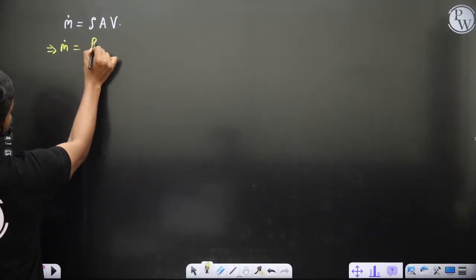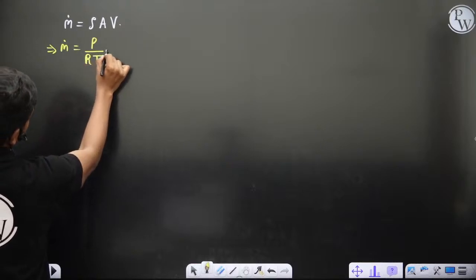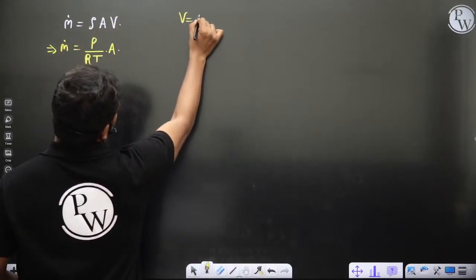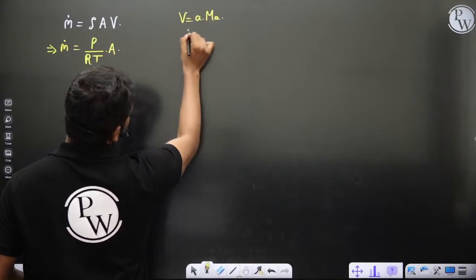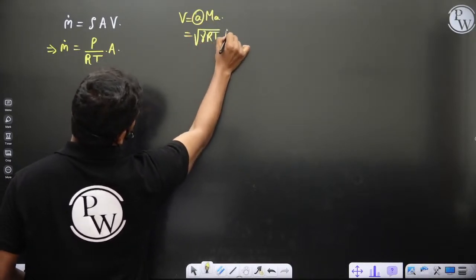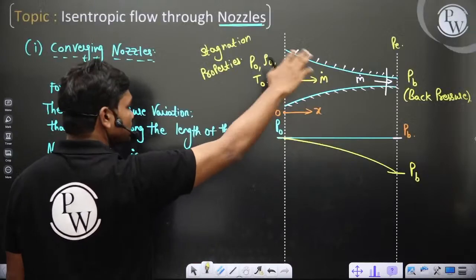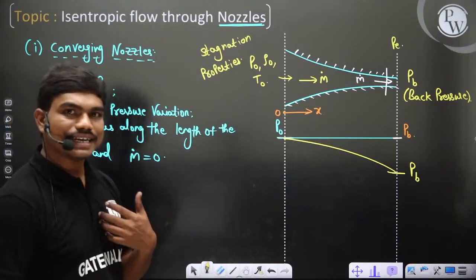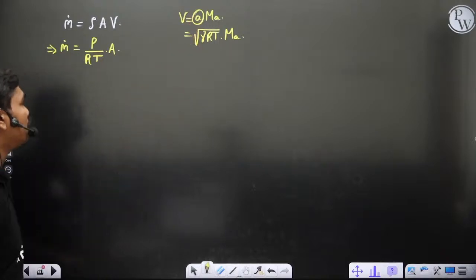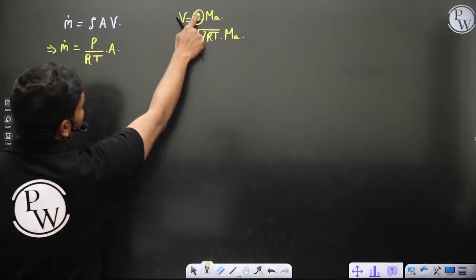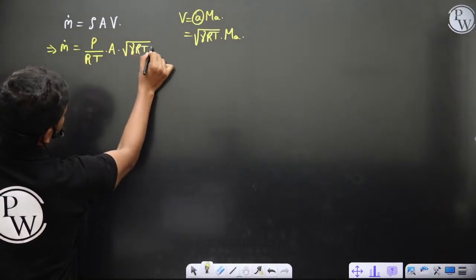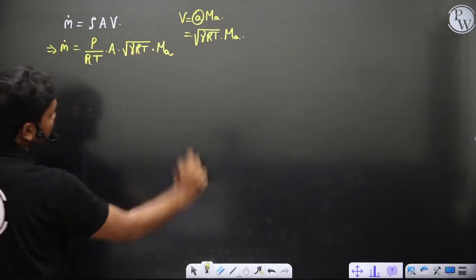Rho can be written as P by RT, into area. What is V? V can be written as acoustic velocity times Mach number, for an ideal gas. So the acoustic velocity is A times Mach number, and this A is square root of gamma RT. So V can be written as square root of gamma RT into Mach number at that particular location.